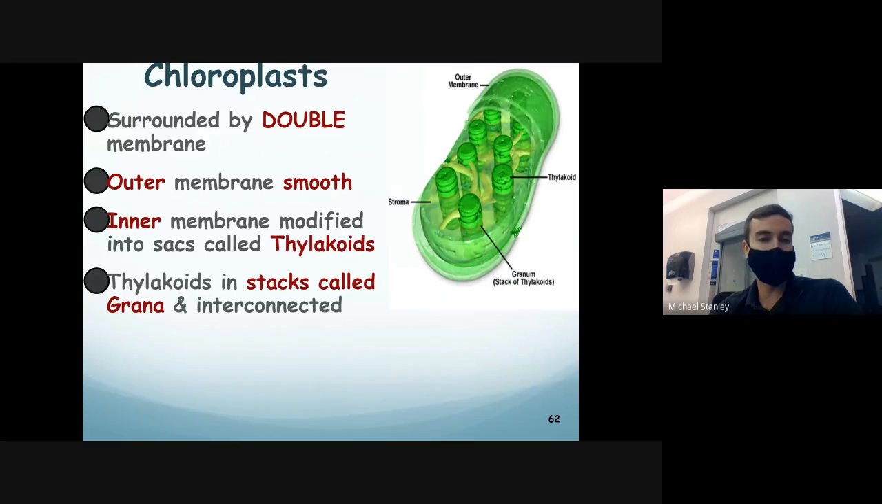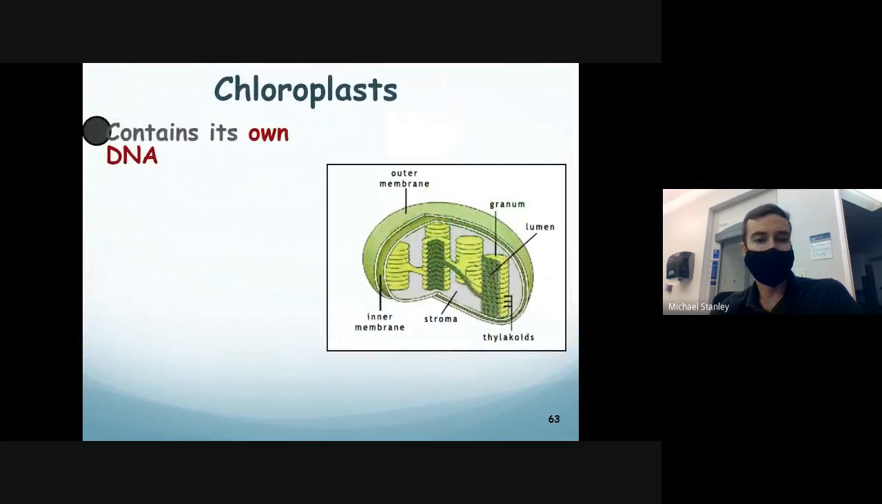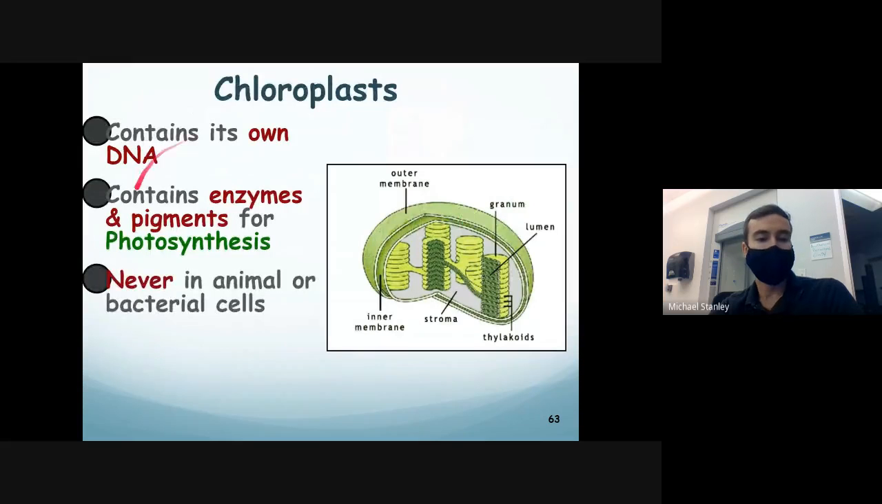You don't really have to know any of these specific details about chloroplasts. They're where photosynthesis happens, like I was saying, and they are not in animal or bacterial cells. Obviously, they're not in bacteria because chloroplasts are an organelle, and bacteria are prokaryotes that don't have organelles. Chloroplasts are only in plants, never in animal or bacterial cells.